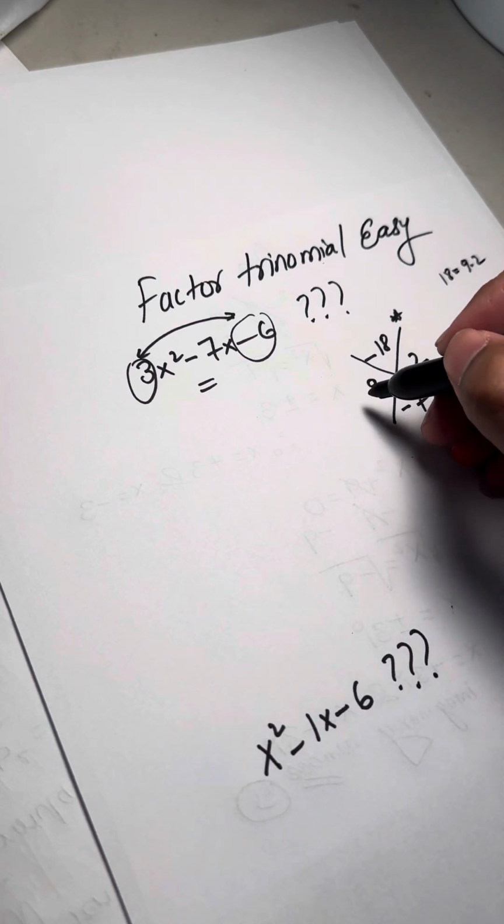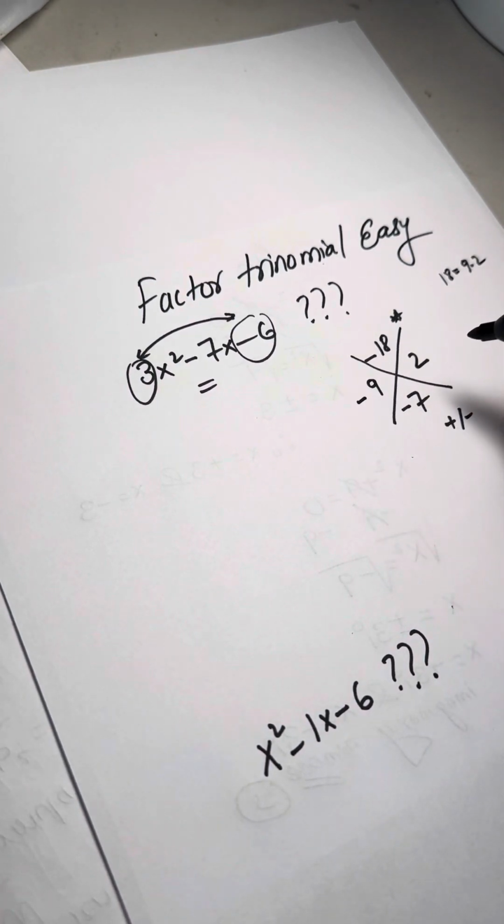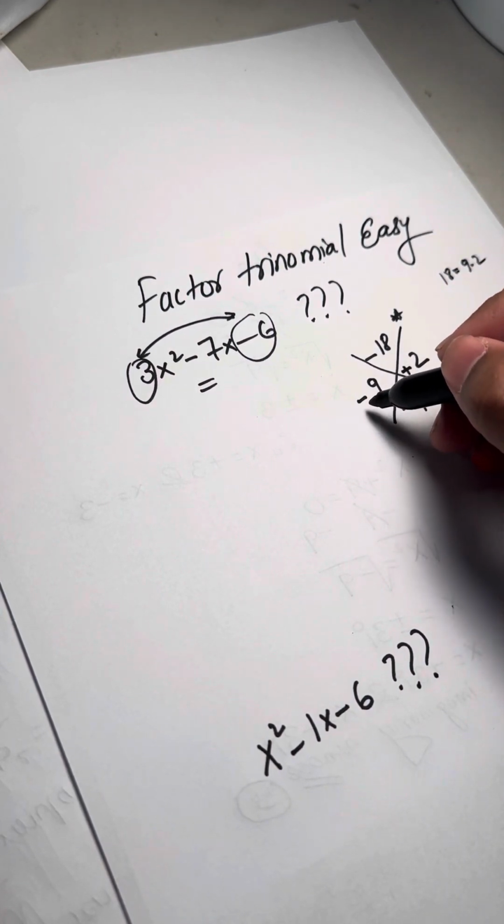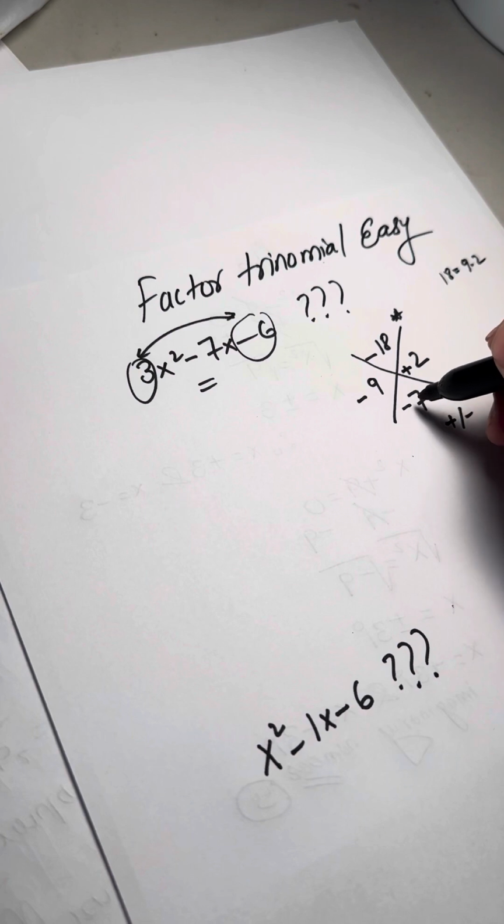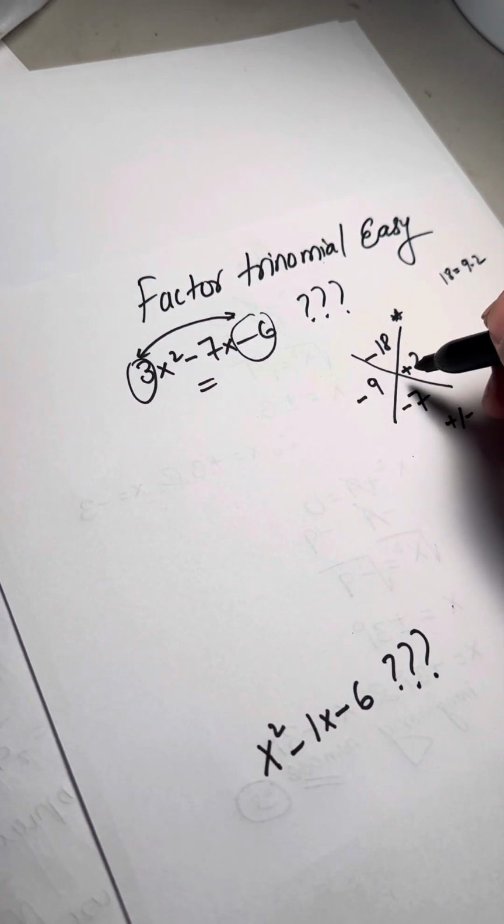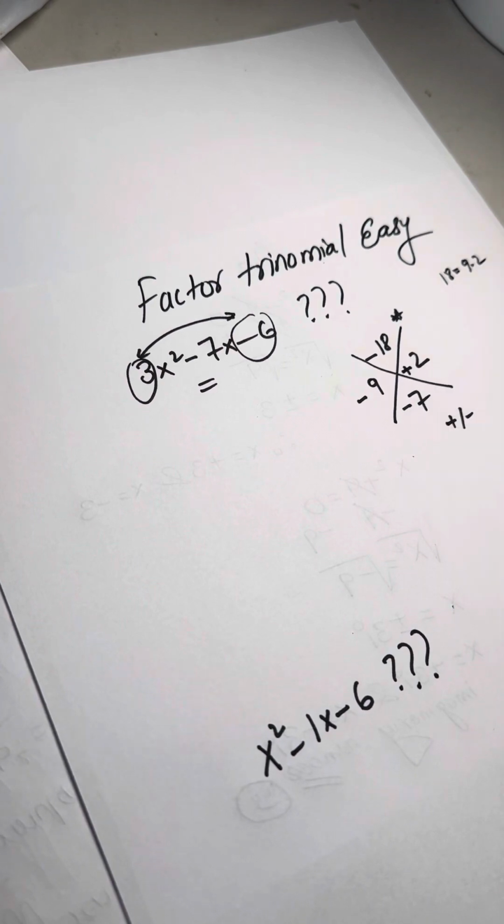So watch carefully. I'm going to put a negative here, positive here. Negative 9 times positive 2, negative 18. Negative 9 plus 2 is negative 7. So these two guys satisfy both conditions, right? So that's the hard part. We're done with the hard part.